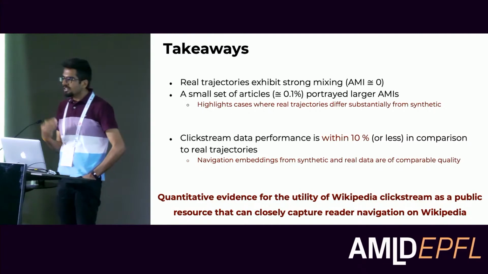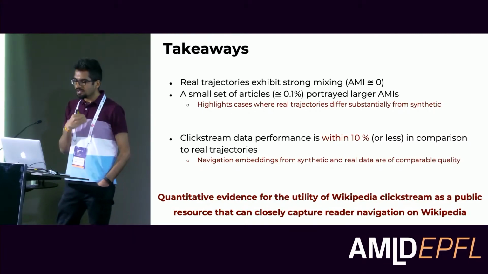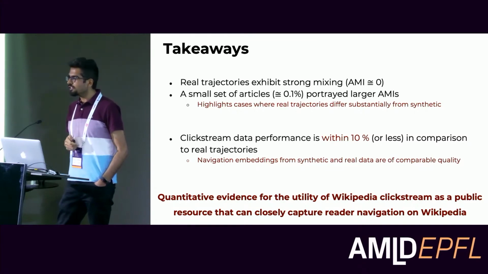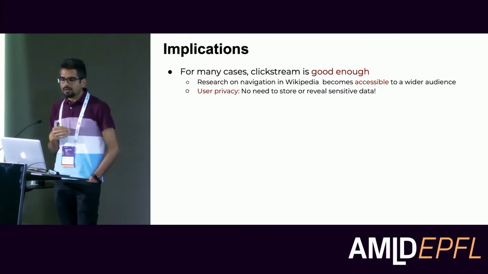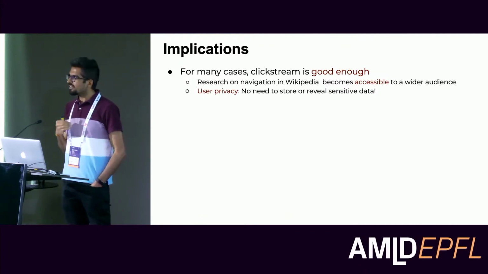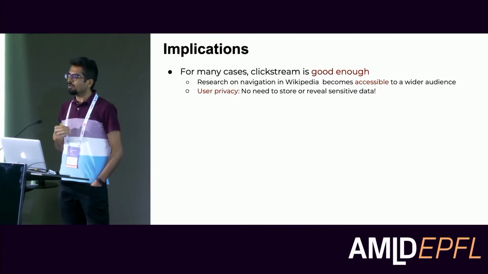So this work actually gives quantitative evidence, and this is the first ever such study, about the utility of Wikipedia as a publicly available resource that can closely capture reader navigation. Naturally, this work has large implications where there are many cases where clickstream data sets can be considered to be good enough. Right?